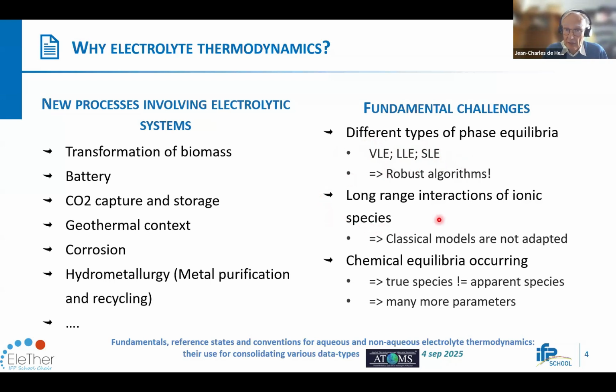The second difficulty that we encounter is the long-range ionic interactions, which means that the classical models must be revised and are no longer adapted. There are, of course, models that are specifically designed for electrolytes, but they sometimes come from another community. I will get back to that, the chemical community, which is a bit different from the chemical engineering community, and therefore the nomenclature and the reference states that they use are a bit different. So we must be able to handle all that.